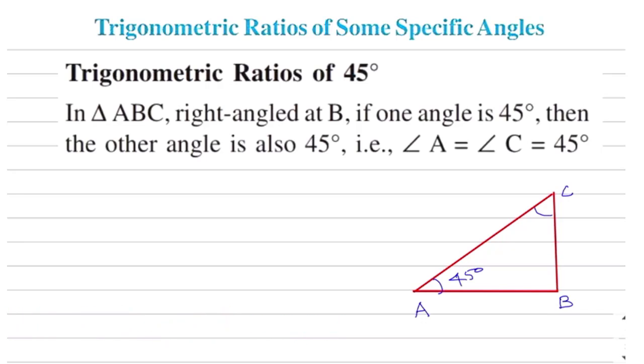And angle A is equal to 45 degree and angle C is equal to 45 degree. Therefore, the side AB is equal to BC. Now let side AB is equal to BC is equal to a.